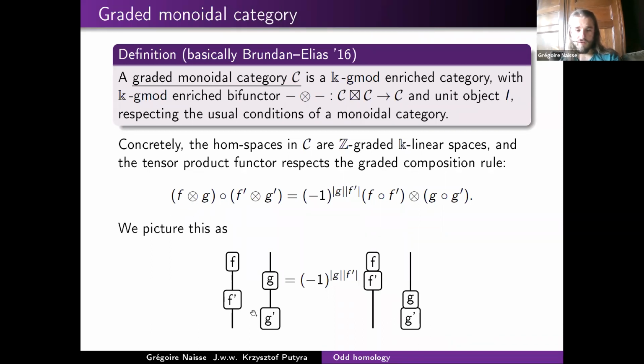And so because you read from bottom to top, composing is stacking above, so you get this. But here you first compose g and g prime, so you get this stack. And then you do the tensor product, so you put this one here. And you can see that if you just exchange the distant f prime and g, you can go from one picture to the other, and this gives you your sign. So basically, that is a graded monoidal category.